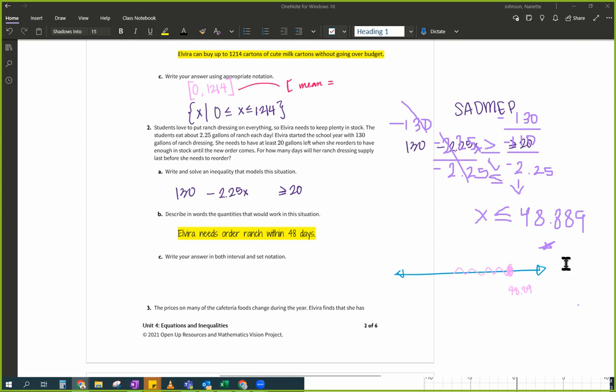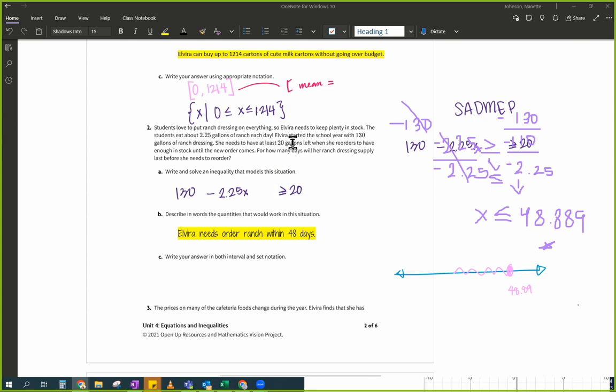Where's 49? Yes, actually, someone just said it in the chat. Very good. Where's 49 on this? Is 49 shaded in? Everyone says no, it's not. It's over here. So someone said it: if she orders on the 49th day, she now has less than 20 gallons. Yeah, she goes over the limit. Very good. So she has a buffer zone of 20 gallons.